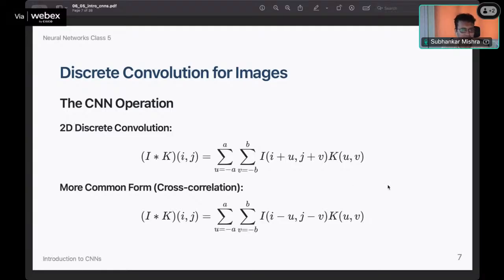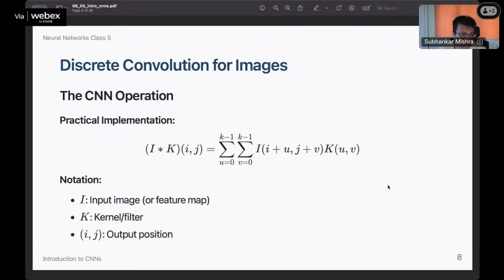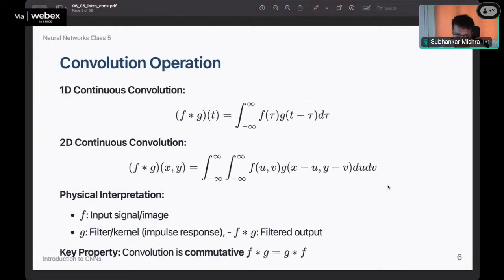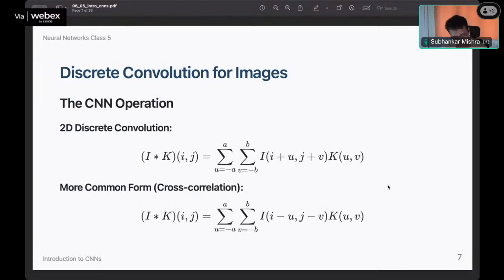For 2D convolution, we discussed that this is continuous, and for the discrete case, what you would have is basically this CNN operation. It's the same integration converted to summations, and the process is almost similar. K becomes the kernel, and the image convolved with the kernel becomes this.